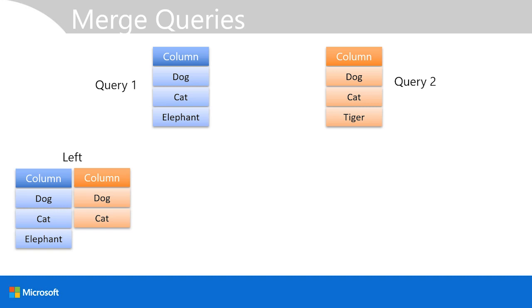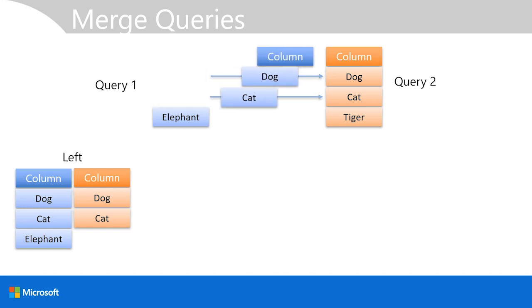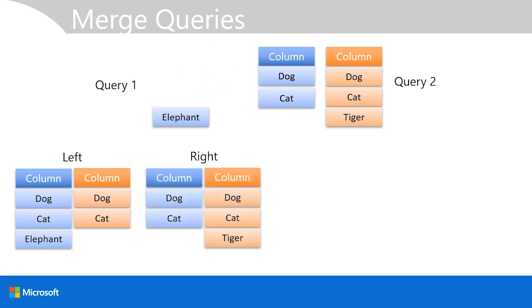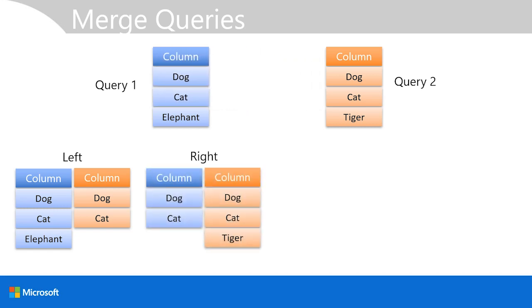Okay, so now moving into the next example here, we're going to go through and do what is called a right join. If we did a right join, it would bring all the rows from the right-hand query, whether or not it was able to find a match in the left-hand query. So once again, in this case, dog and cat were able to match between the two. The only difference here in this join type is that tiger was able to come through in query number 2, even though there was no match over in query number 1. Okay, so let's move to the next one.